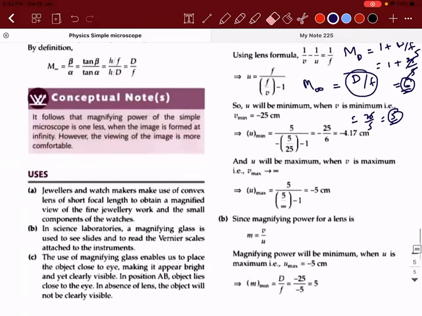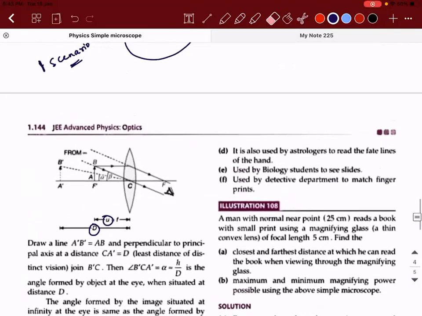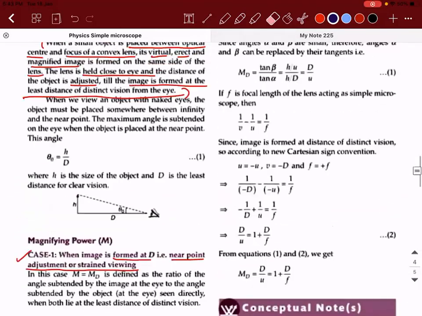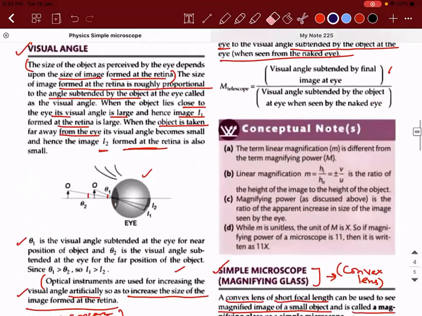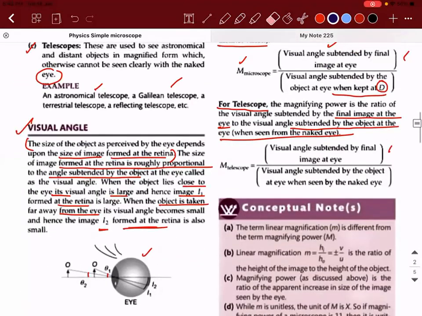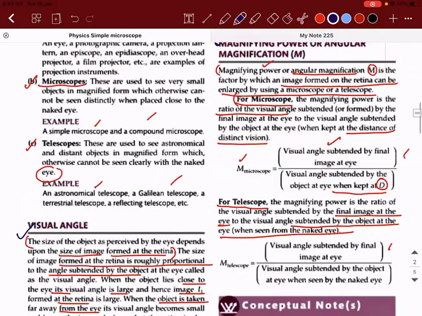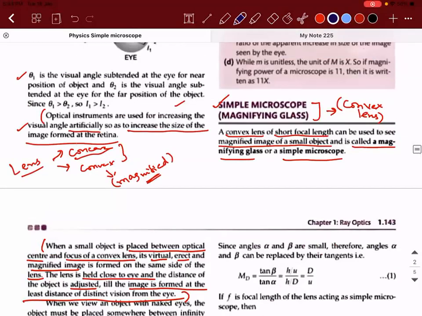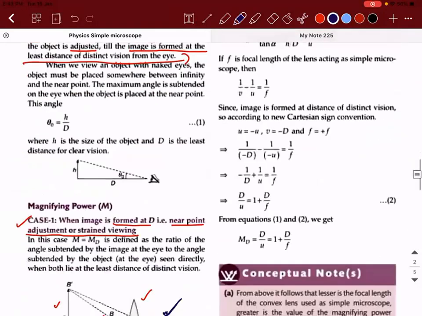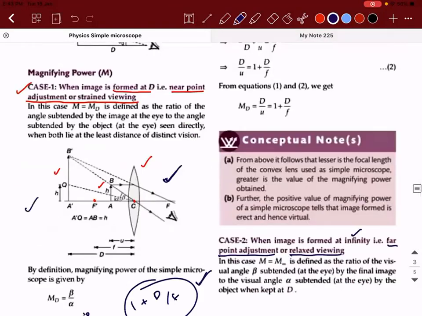Right. So this is all about simple microscope. I'm hoping that everything is clear. So what are all the things that we concentrated upon? First, we tried to understand what is visual angle. Once you're clear with visual angle, you need to ensure what is magnifying power or angular magnification. Once that part is over, you need to understand the ray diagram with respect to a simple microscope. In that scenario, you will consider two cases: when the image is formed at the least distance of distinct vision and when the image is formed at infinity.